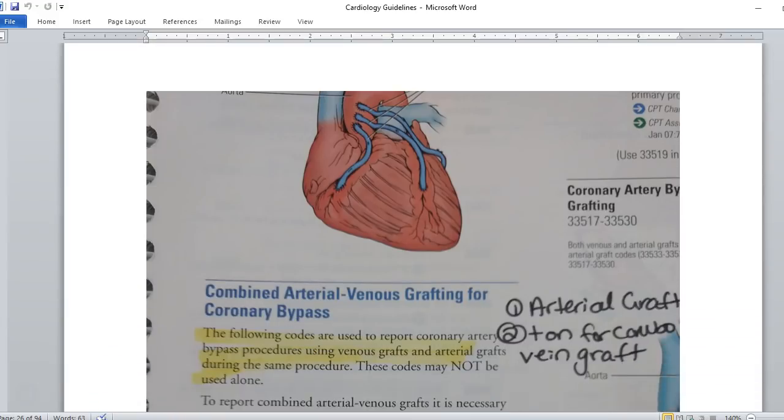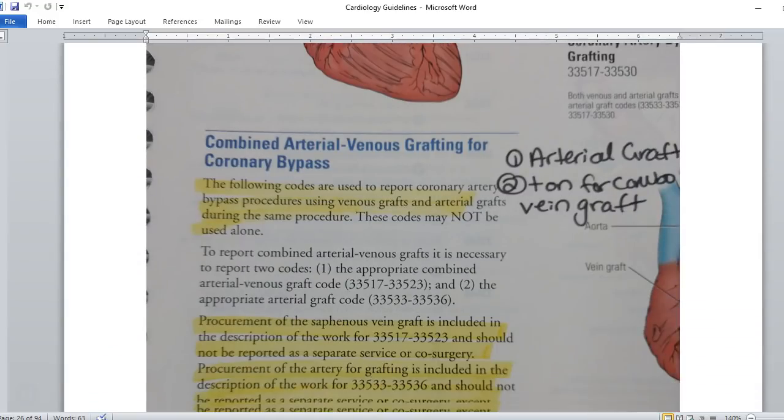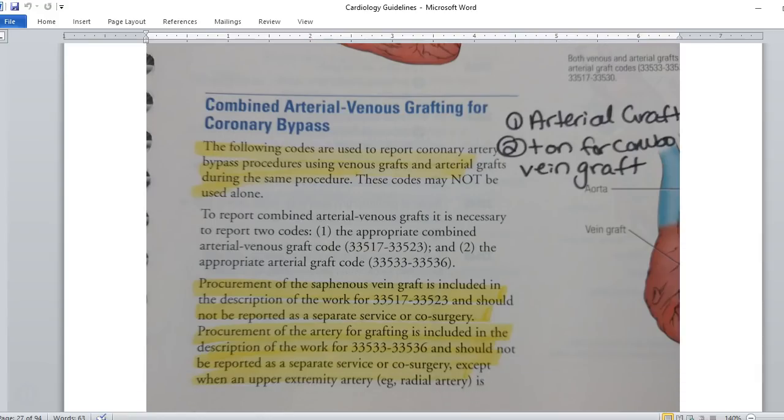Now, one of the things that always has got me about this section is that they do describe the 2 sets of codes you need, but they don't put them in the correct sequencing order. Remember, although when we talk about sequencing, we're normally talking about ICD-10, it's also important in CPT. So they tell us the following codes are used to report coronary artery bypass procedures using venous grafts and arterial grafts during the same procedures. These codes may not be used alone. To report combined arterial venous grafts, it is necessary to report 2 codes: 1, the appropriate combined arterial and venous graft, and 2, the appropriate arterial graft code.